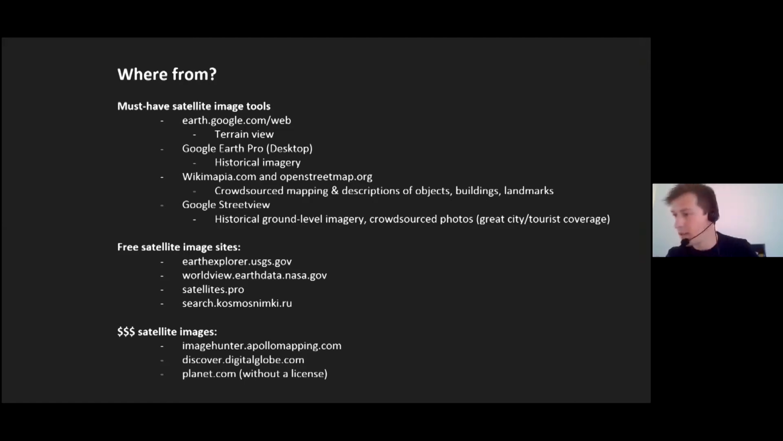So we also have Google Street View, which I'm sure people are very familiar with, but has a really powerful historical ground level imagery function, which can be really helpful for chronolocating your images. You know where it is, but do you know when it was taken? And also, there are some free satellite image sites and also some paid satellite image sites. Satellite imagery is getting extremely expensive, and this is something which is causing concern in the open source community, but there are a lot of free satellite image sites still around that you can make use of.